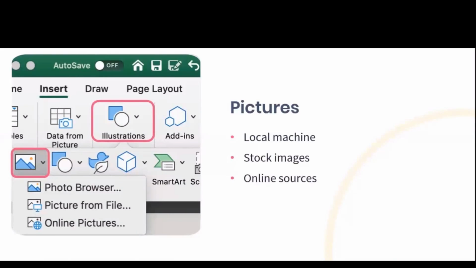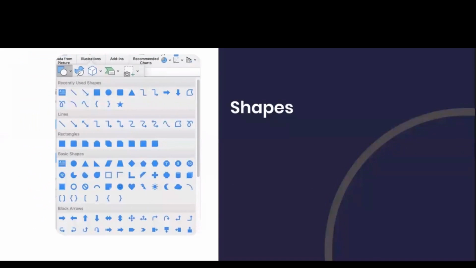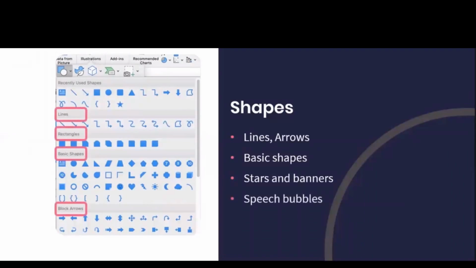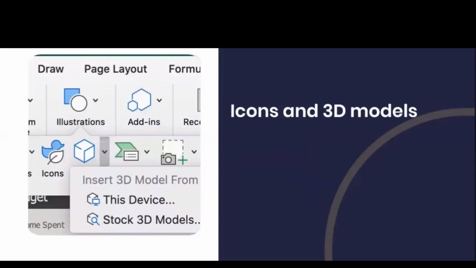How convenient! Also within the illustrations group, you can add shapes. There are many options to choose from, including lines, arrows, your basic shapes, such as triangles, circles, and squares, and even stars, banners, and speech bubbles. Again, these are really easy to insert, and you can use multiple shapes to create a larger image if you're feeling particularly innovative. This is where Excel illustrations become really interesting.